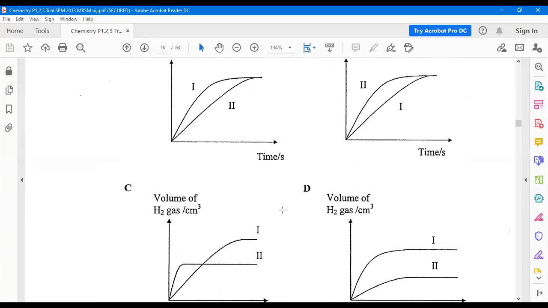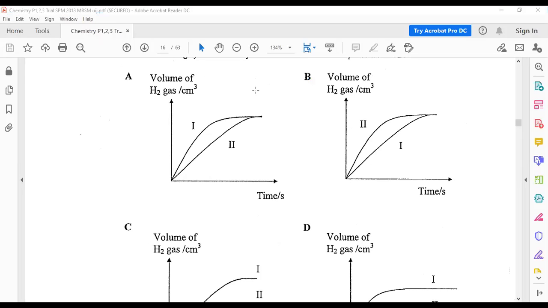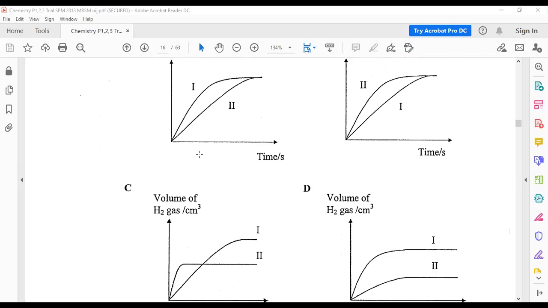Experiment 1. Your answer might be A or D, okay? A or D, this one or this one. So this one is out, this one, out, out. What's the reason? Because the one should be having higher rate. Higher rate means it is steeper like this, okay?